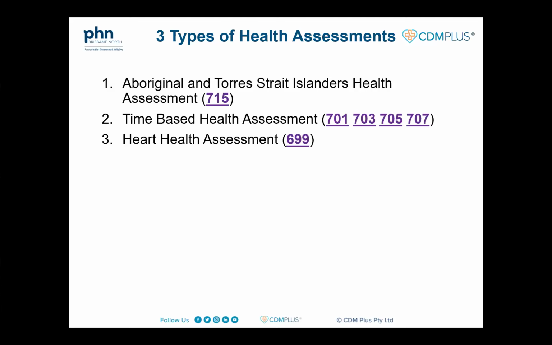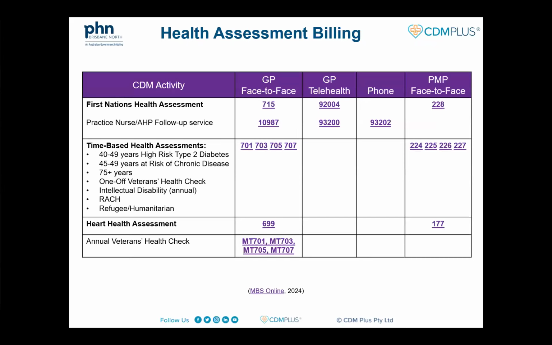We did provide some extra information because it is a little bit confusing. There are still a couple of remaining numbers that can be completed with the different pathways. So face-to-face, telehealth and phone for First Nations is still available. It is worth mentioning and having a look at those other items. The annual Veterans Health Check is different to the one-off Veterans Health Check, and the other ones are done through DVA. So it is worth doing a bit of a refresher on the billing with your practice team to make sure that everyone's across those new changes.